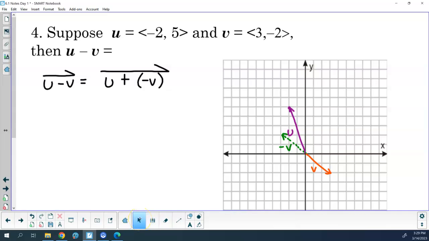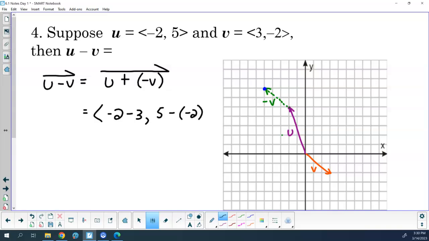Now from there, we could go head to tail with it, and there would be where our point is. Right there. Mathematically, what we could do is say that this is -2 minus 3, just subtract the component forms, and 5 minus -2, which then would give us the component form of u minus v as -5, 7, which is what that blue point on that graph would represent. 1, 2, 3, 4, 5, 1, 2, 3, 4, 5, 6, 7.